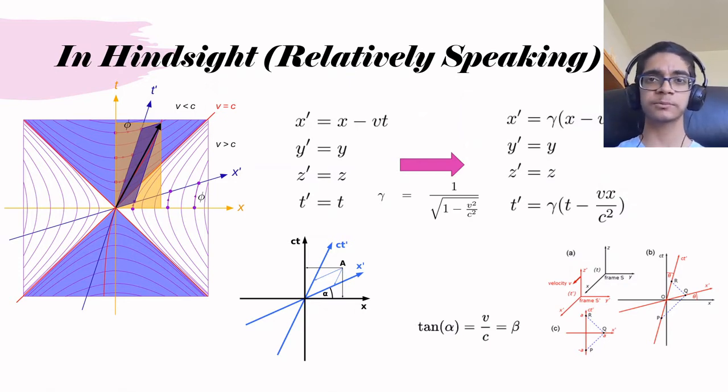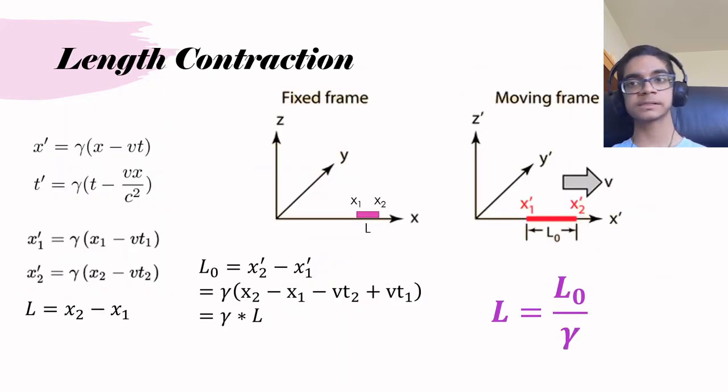Now, let's move on to some new stuff. So the first thing is length contraction. So of course, I've just put our handy little gamma up in the top right, so that way we have it in our mind. And we have two Lorentz transformation equations on the left, namely those for distance in the x direction and time.